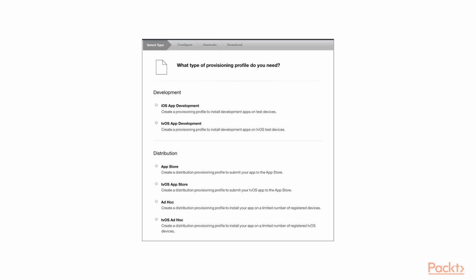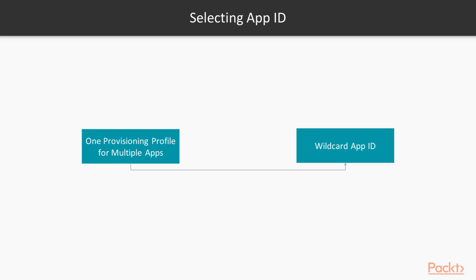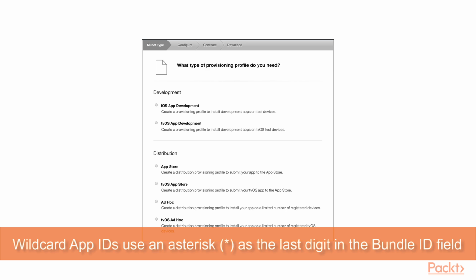When you first generate an Apple provisioning profile, you'll have to select the type of profile it'll be. Depending on the type of build you do through either Xcode or another streamlined app build tool like App Center, you'll need a development or distribution profile. Next, you'll select the app ID that's associated with the Apple Bundle ID. According to Apple, if you plan to use services such as Game Center, in-app purchase, and push notifications, or want a bundle ID unique to a single app, you should select an explicit app ID. If you want to create one provisioning profile for multiple apps, or don't have a specific bundle ID, select a wildcard app ID. Wildcard app IDs use an asterisk as the last digit in the bundle ID field.